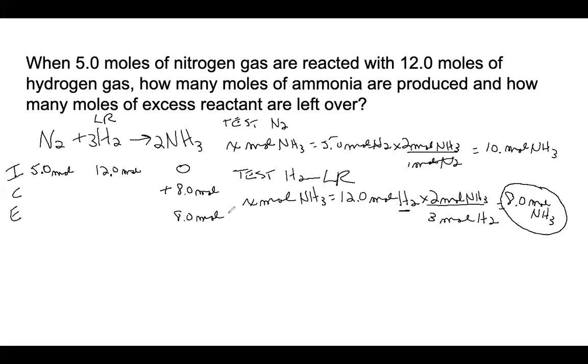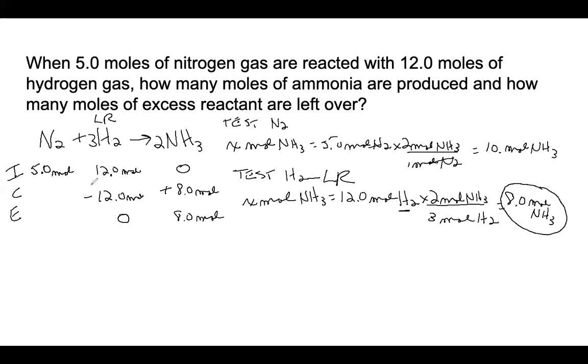Our limiting reactant is our hydrogen, that gets completely used up. So our change, we use all of it. So that's minus 12 moles. And at the end, we have 0. We have used it all up. So we've answered our first question, how many moles of ammonia are produced? Now we're going to figure out how many moles of the excess reactant are left over.